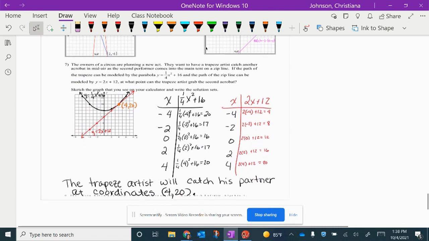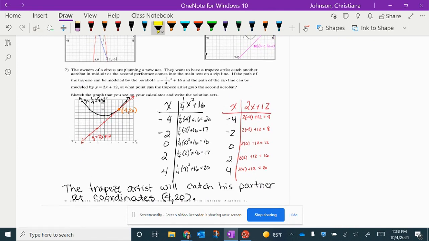And then finally, we have a word problem. The most important parts of the word problem are the 2 equations and at what point the acrobat can grab the partner, which basically means where do they intersect. The rest of that was just a story. If we graph this, we can do it one of 2 ways. I've shown you how you could write out your table and plot your points for both your first equation and your second equation by plugging your x values into the equation and solving for y, and then plotting your points. Or with a calculator, you would put in the 2 equations and find out where the intersection was.